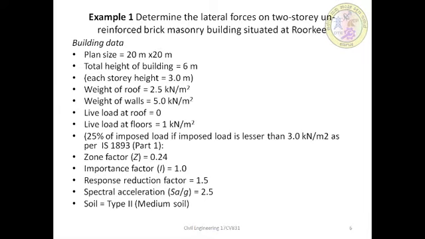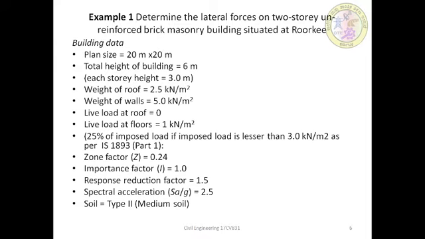Then the weight of the roof is taken as 2.5 kilonewton per meter square. The weight of the wall is taken as 5 kilonewton per meter square, whereas the live load at the roof is taken as 0. Then the live load at the individual floor is 1 kilonewton per meter square. Here only 25% of the live load is to be taken, because the live load is less than 3 kilonewton per meter square as per the 1893 code provisions.